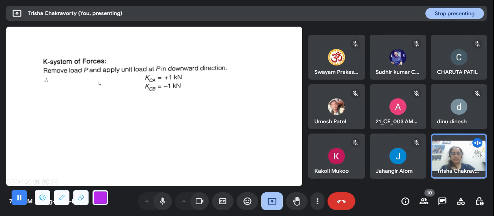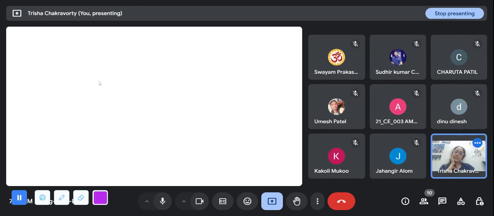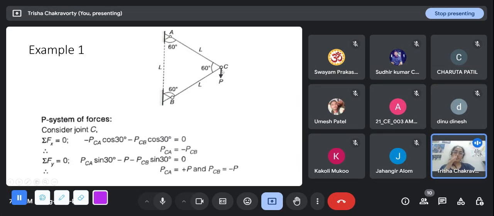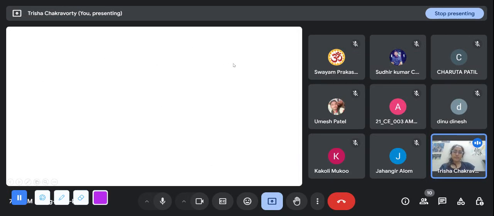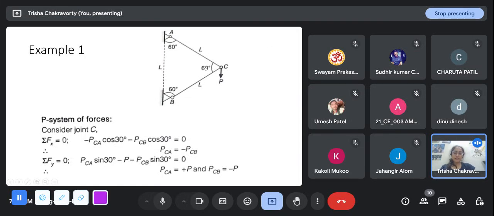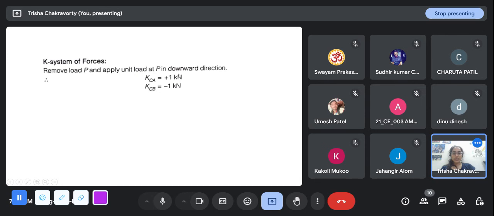Now the K system of forces, I am asked to find the displacement at this joint C in the vertical direction. So I'm going to apply a unit load here, and then we solve this. Since this is a linear system, because only one load is applied, you will start to understand intuitively later on that in this system, once we have solved PCA is P and PCB is minus P, if I remove the P and put a unit load there, the forces in each of the members will just be divided by a factor of P. So KCA will be plus 1 kilonewton, KCB will be minus 1 kilonewton.